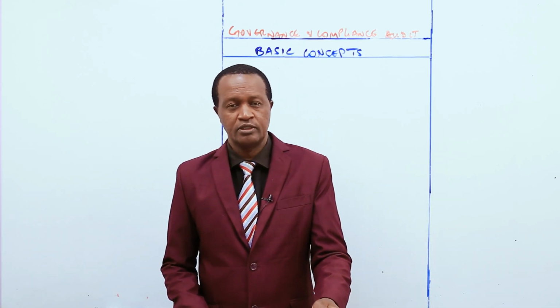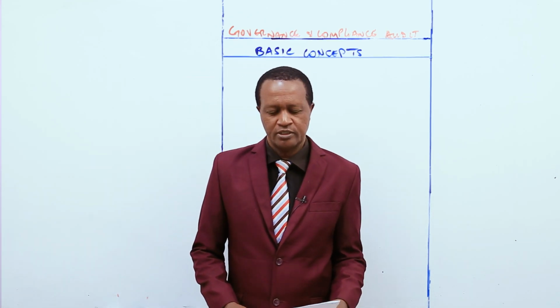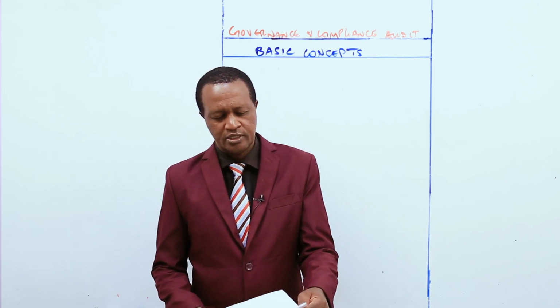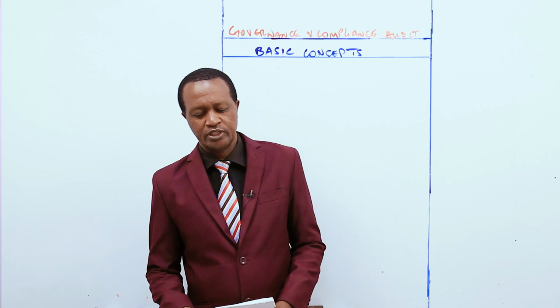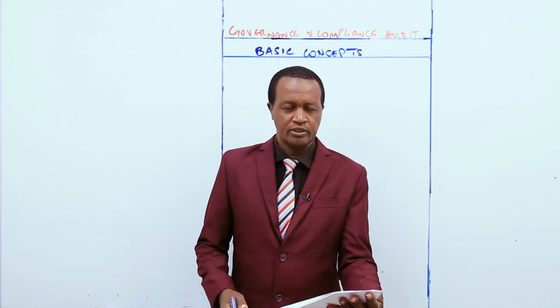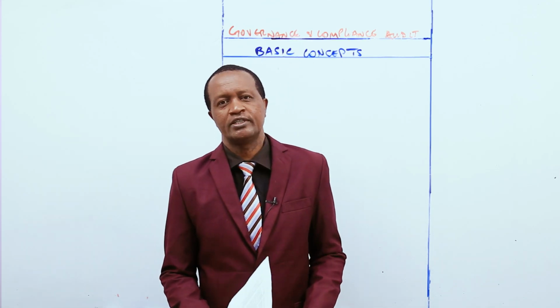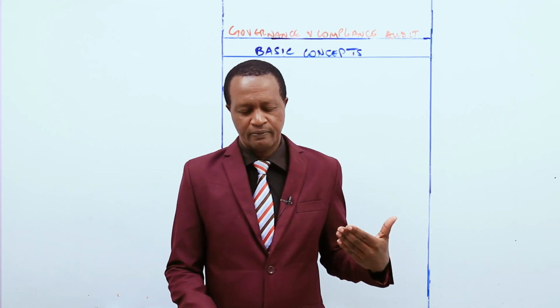Today we are going to begin with a new subject under the Certified Secretaries course. The subject is paper number 15, Governance and Compliance Audit. In this lesson, we will do an adumbration of the course outline. Then we will tackle the first topic.